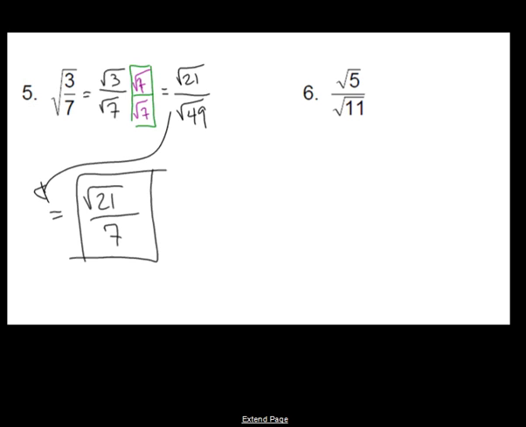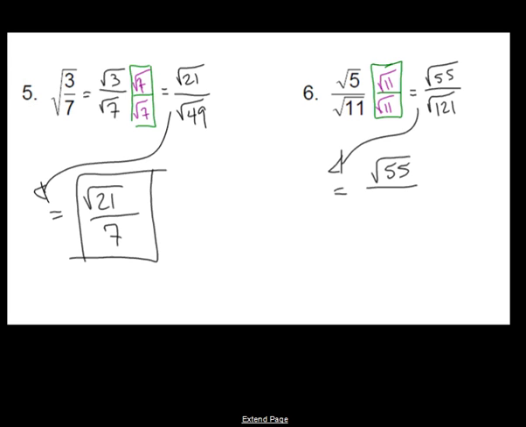Looking at example 6, same thing we did with example 5. We have one less step, though, because it's already separated into two separate radicals. So I just got to stick a magic 1 out here beside it. My magic 1 in this case is going to be the square root of 11 on the top and the bottom, which gives me the square root of 55 over the square root of 121. So square root of 55 on top, 11 goes on the bottom. Stick a fork in that bad boy and he is done as well.